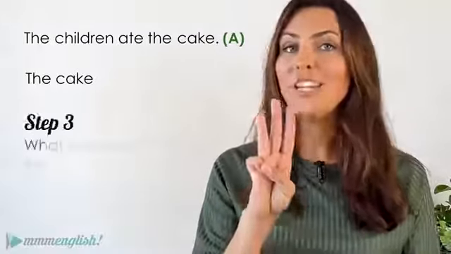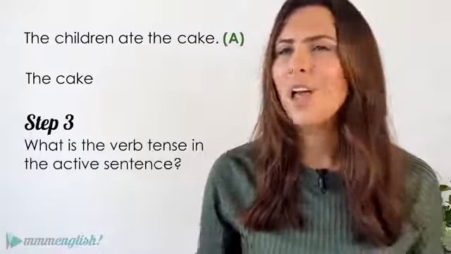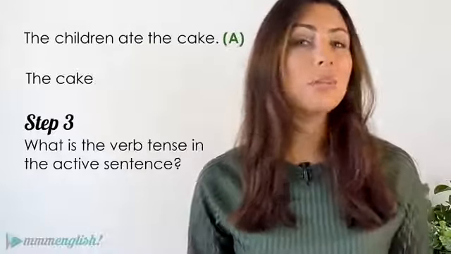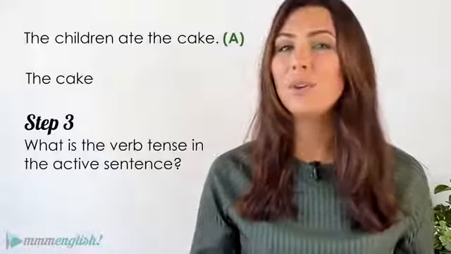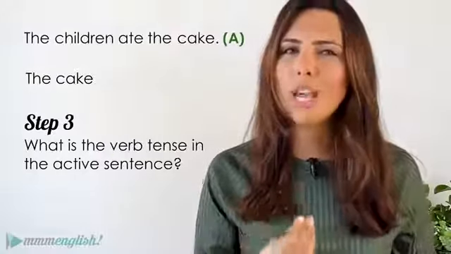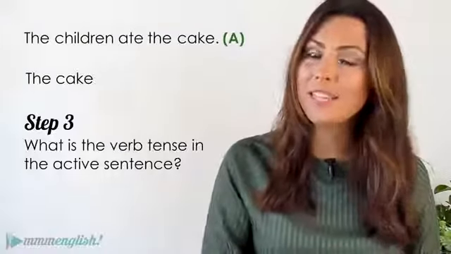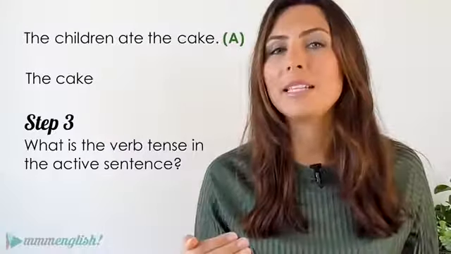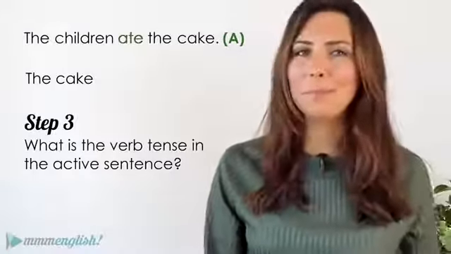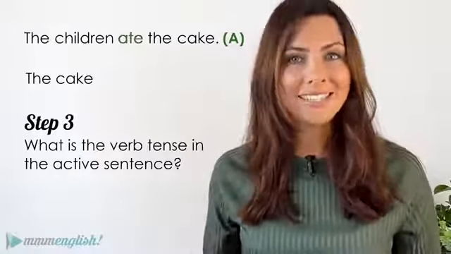Step 3. Check the active sentence. What is the verb tense in the active sentence? This is really important because the passive voice exists across different tenses, so you must check what tense the active sentence is in to make your passive sentence correct. It's in the past simple. The children ate the cake.